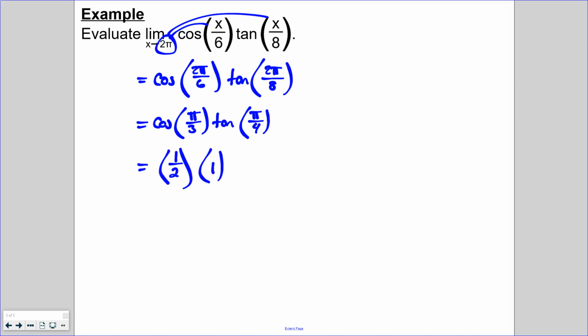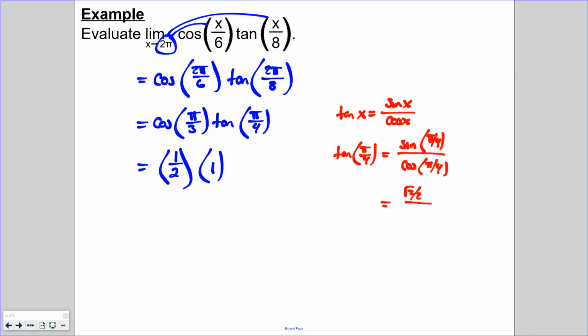However, if you don't quite remember it that well, let's remember that tangent of x is equal to sine of x over cosine of x. So tangent of pi over 4 is going to be sine of pi over 4 over cosine of pi over 4. Sine of pi over 4 is radical 2 over 2, and cosine of pi over 4 is radical 2 over 2. And that's where the 1 comes from. So then just to finish up this problem, 1/2 times 1 is 1/2.